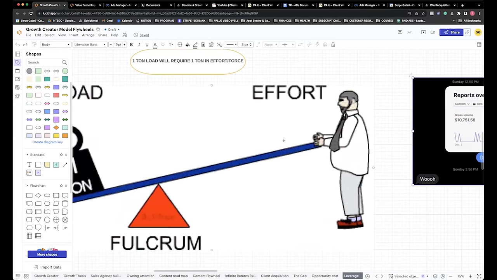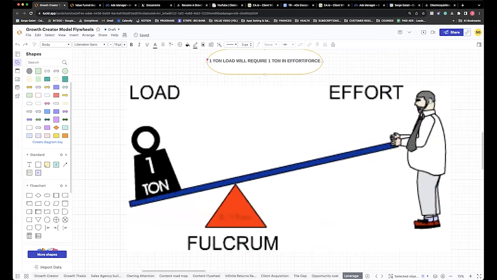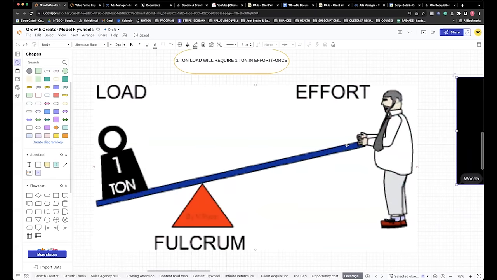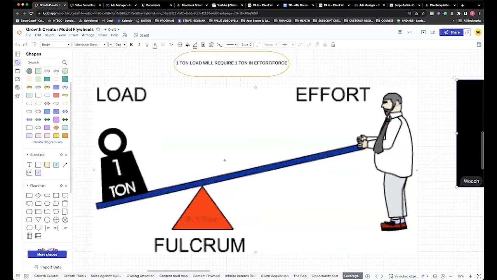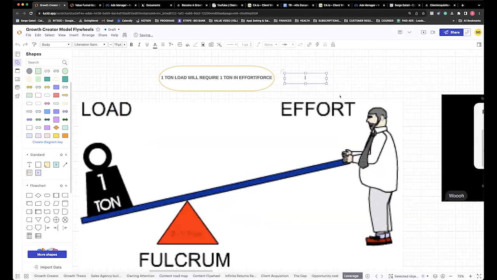And so in order for me to lift a ton, or to lift $1 million, I would have had to put in $1 million worth of effort, right? Meaning if I want to lift a ton, I'm probably going to be required to have a ton of effort and force pushing this thing. Okay. Now, this is what you call one input, you get one output.